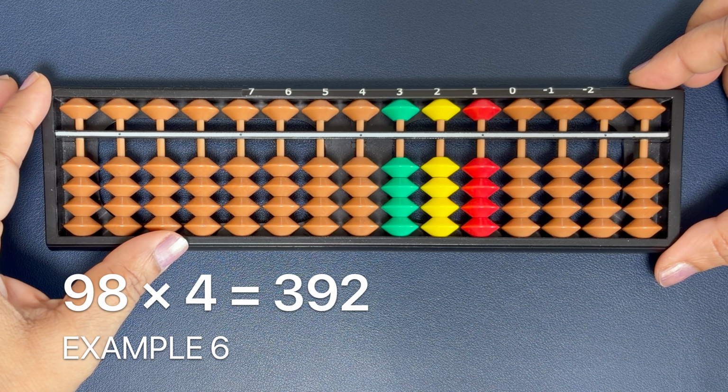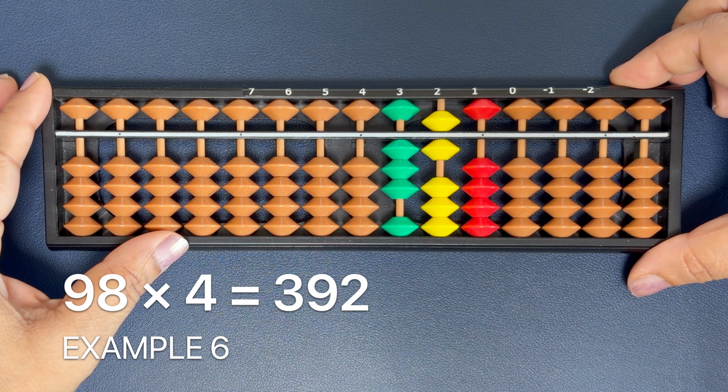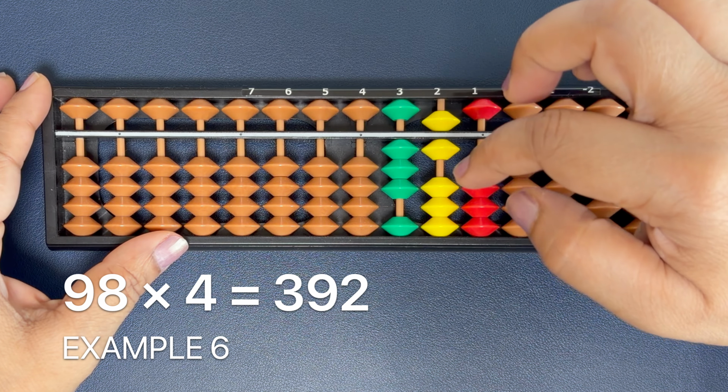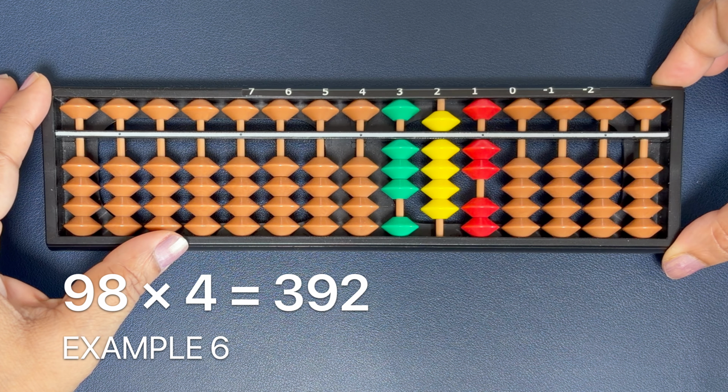Next, 98 into 4. First 9 times 4, 36. And 8 times 4, 32. Answer is 392.